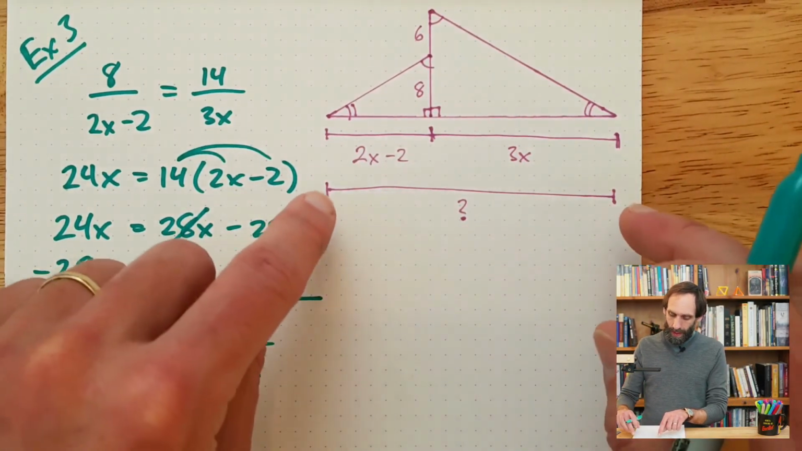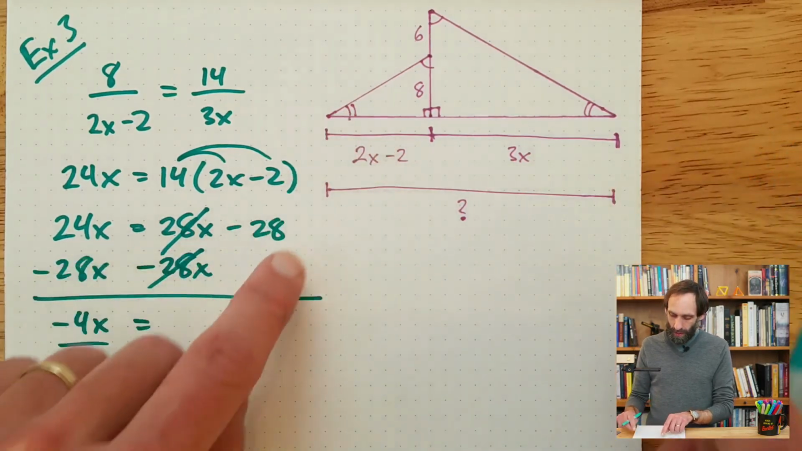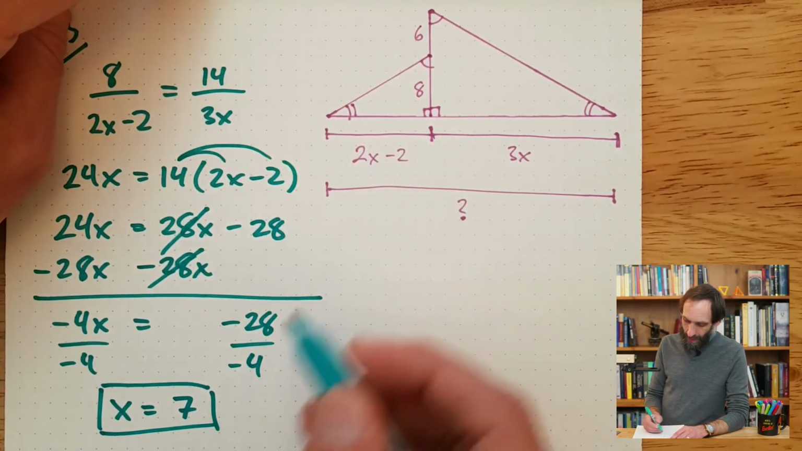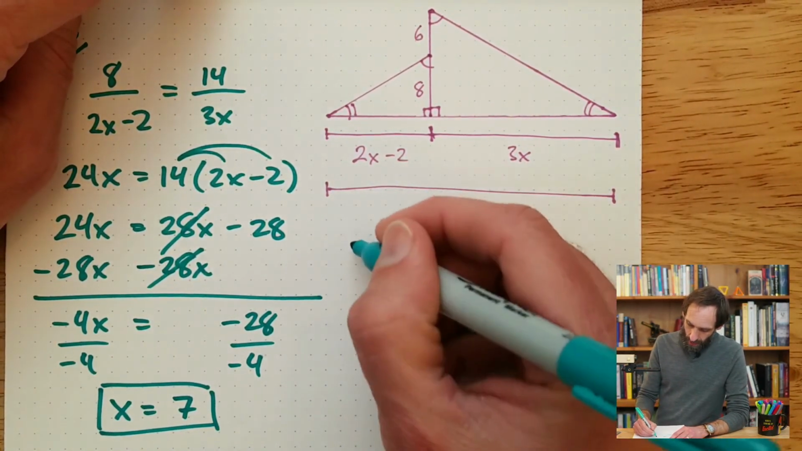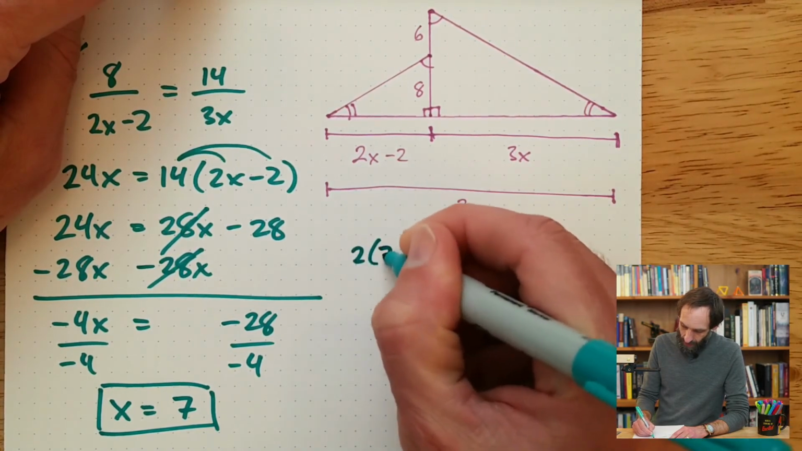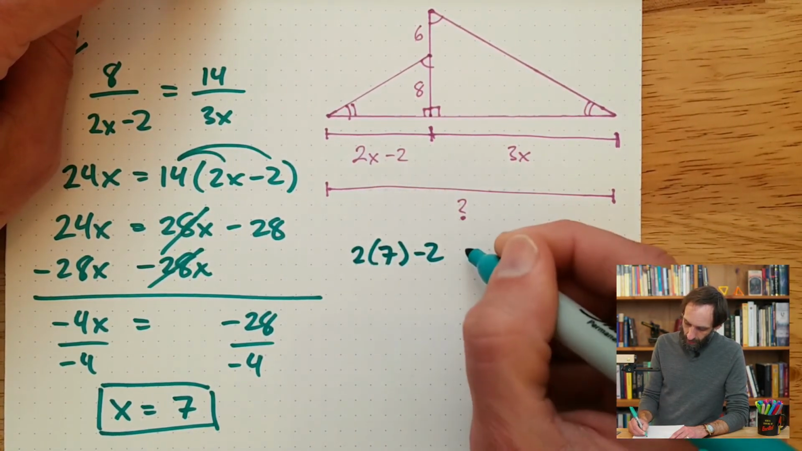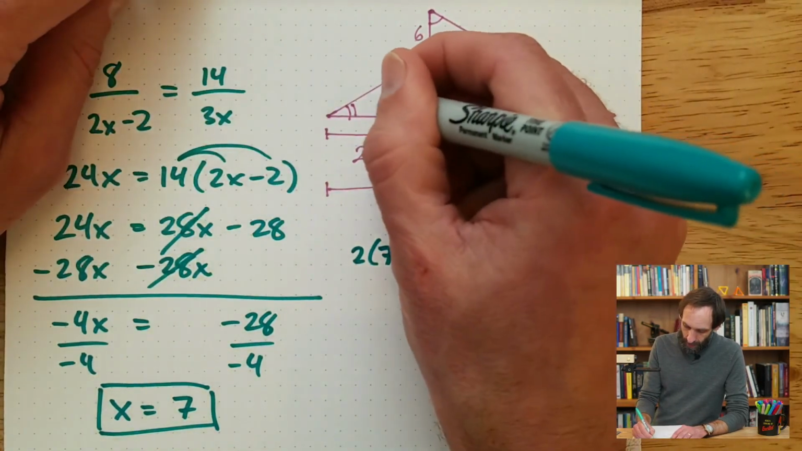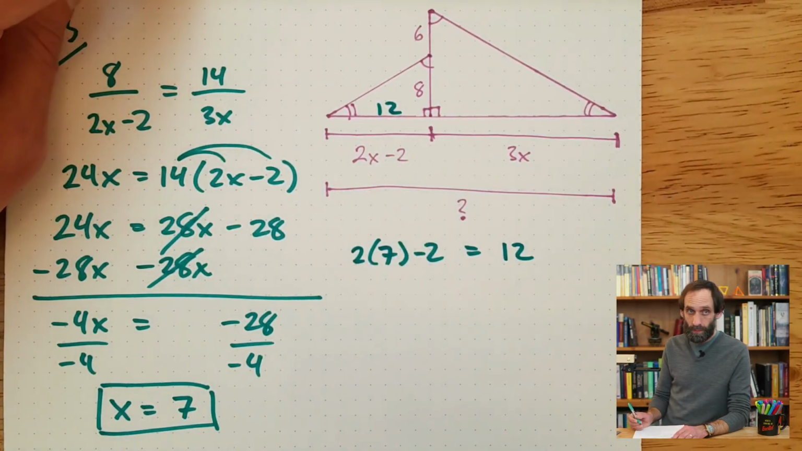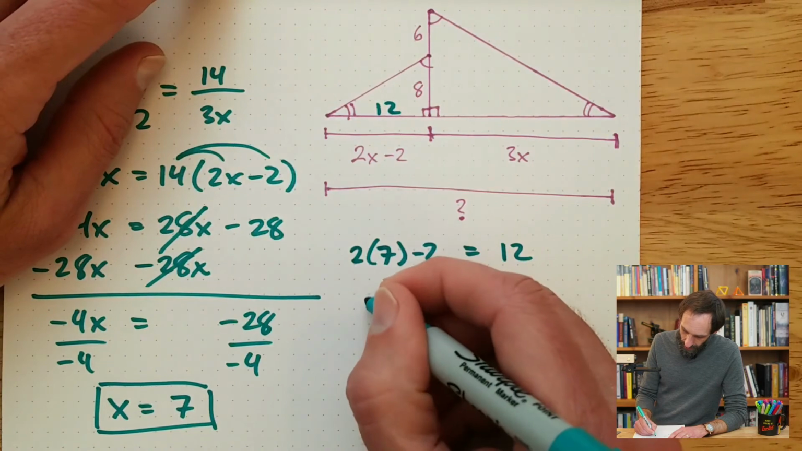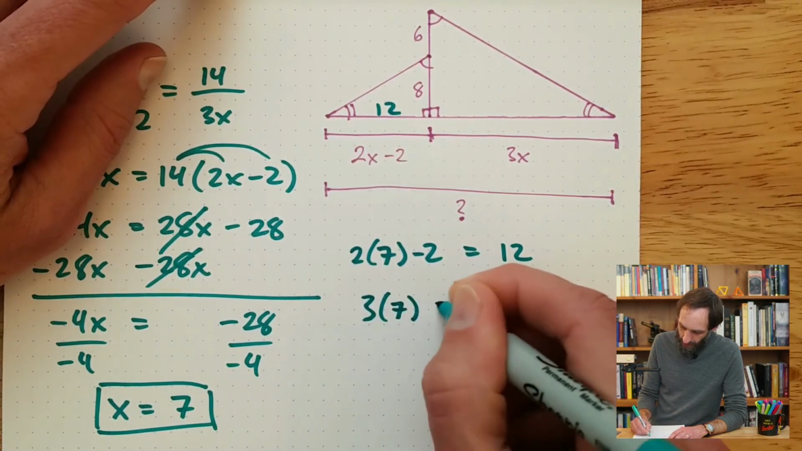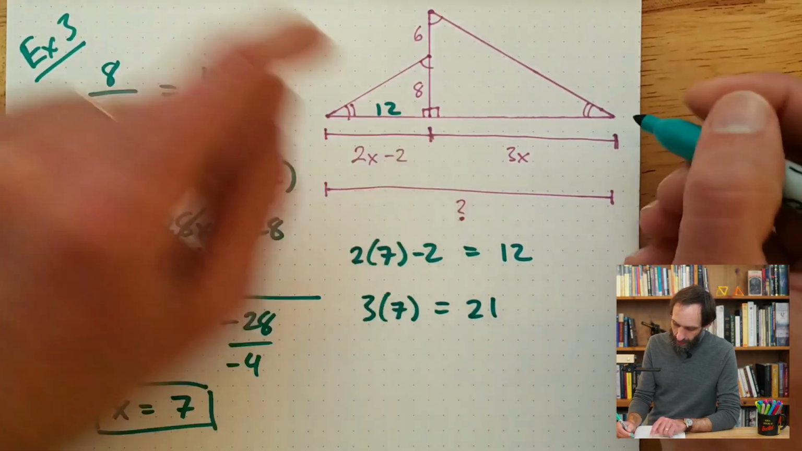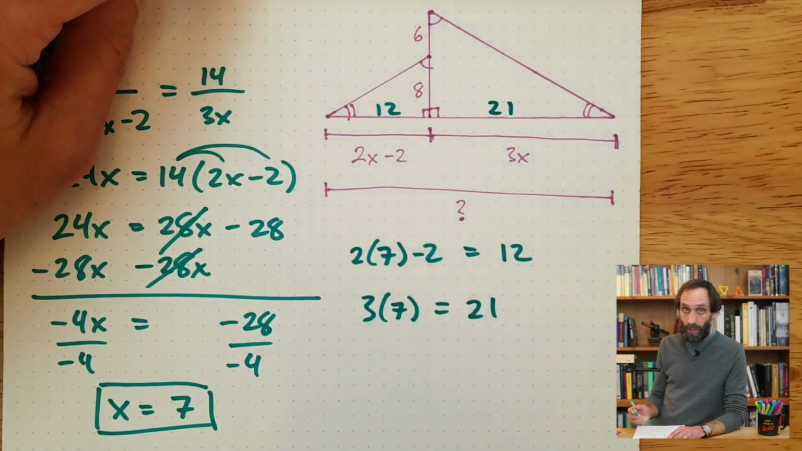However, what I asked you for is not the value of x, but this total length right here. So now what we need to do is plug 7 into both of these expressions. So we have 2 times 7 minus 2. Well, that's going to be 14 minus 2, which is equal to 12. So this length here, I'll just write it in there, is going to be length 12. Now this one right here, let's see, 3, plug 7 in for x, and I'm going to get 21. And so the length of this base of the larger triangle is 21.